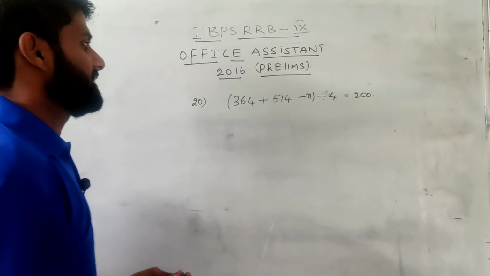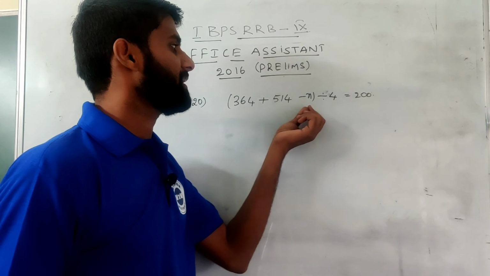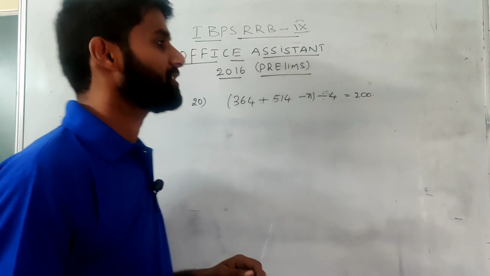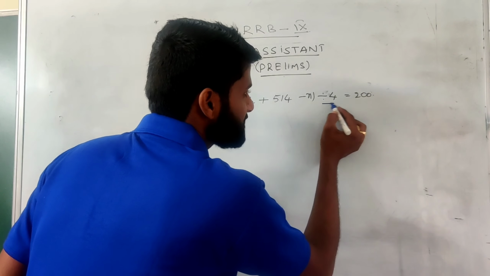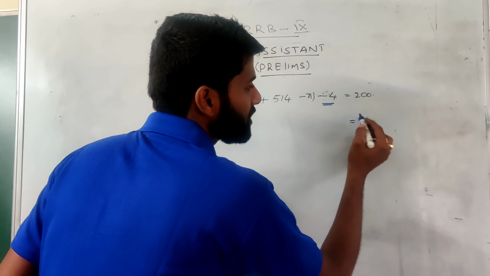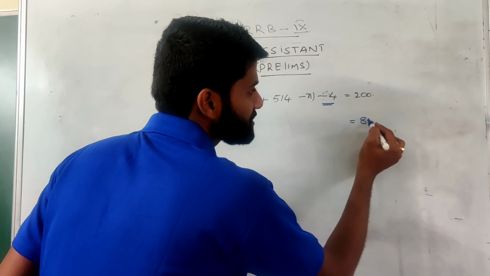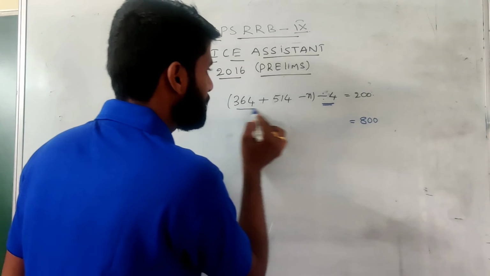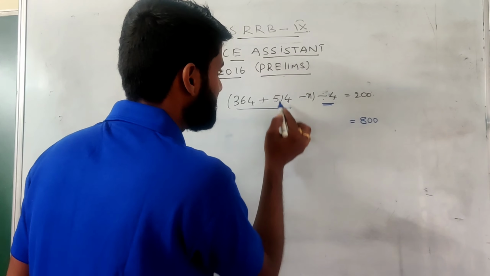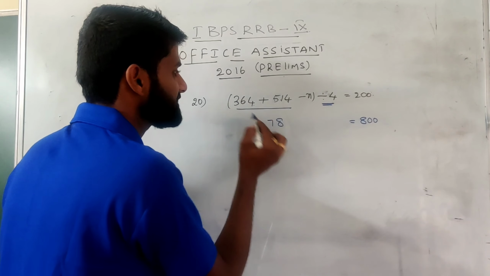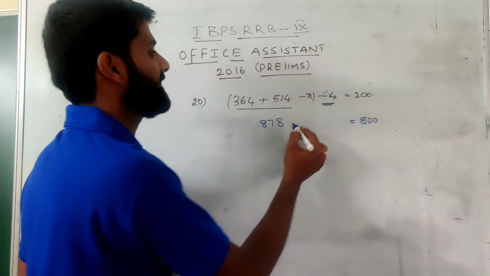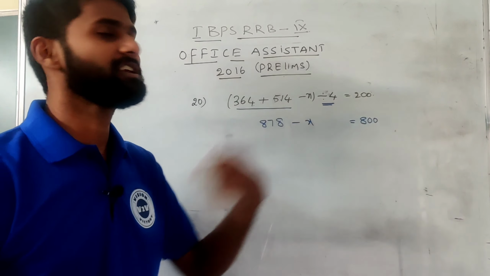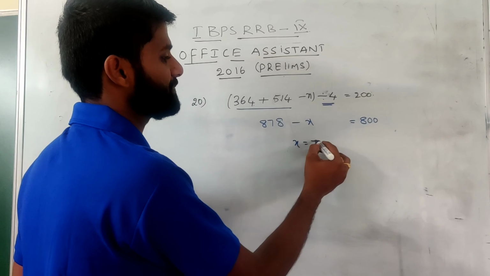Let's see, 364 plus 514 minus x, divided by 4, is exactly equal to 200. First see, divided by 4 means if you move to the other side, the operation becomes multiplication. So 200 into 4 is equal to 800. Then add these numbers: 4 plus 4 is 8, 6 plus 1 is 7, 5 plus 3 is 8, so 878. Then 878 minus x is equal to 800. The value of x becomes 78.